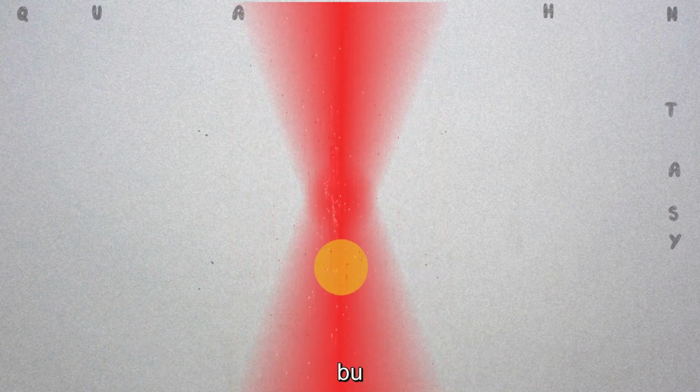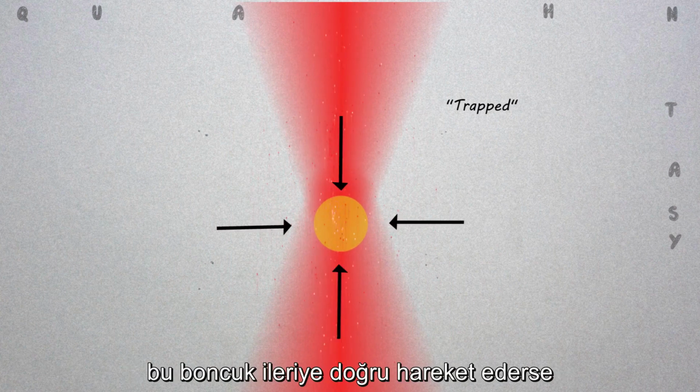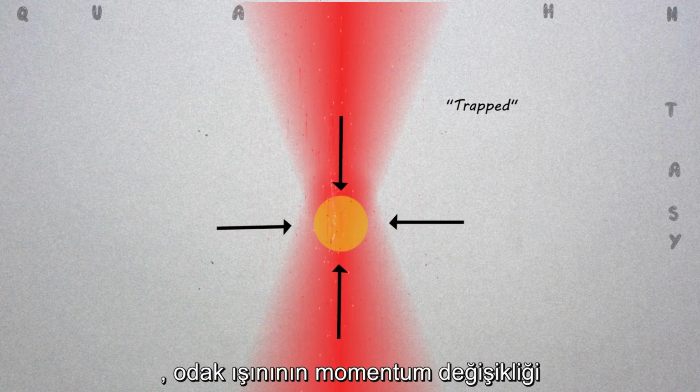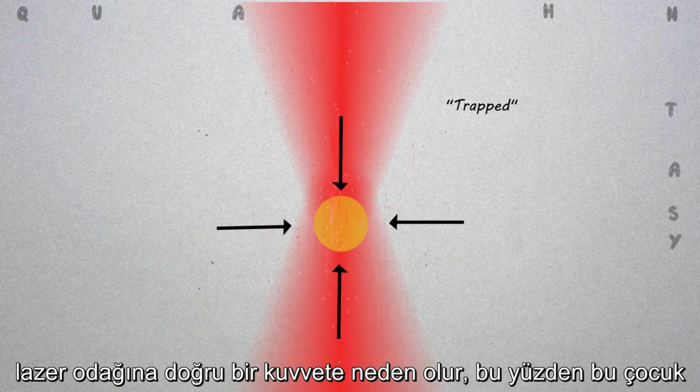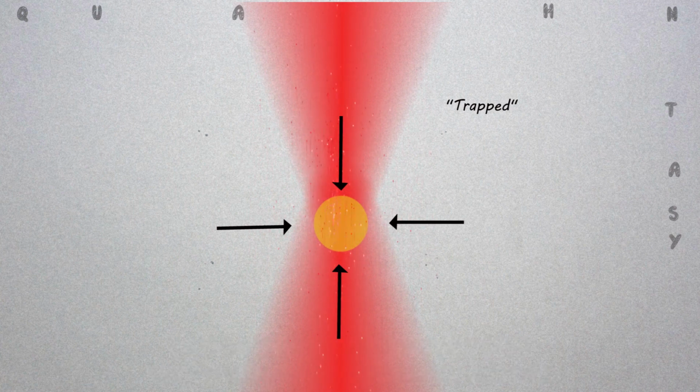We need a focused laser to keep the bead in a fixed axial position. This can be done using an objective lens. So now if this bead moves forward, the momentum change of the focused rays will cause a force toward the laser focus. So this bead will stay slightly behind the focus, where this force compensates the scattering force.